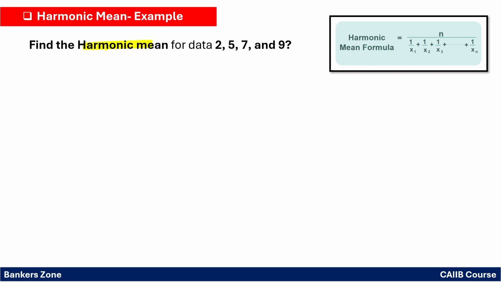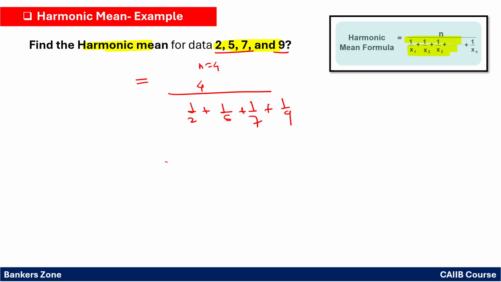Find the harmonic mean of 2, 5, 7 and 9, right? So we have the formula. Simply put the value. First, what do you have to calculate? How many numbers are there? 1, 2, 3, 4. 4 numbers are there. So n will be 4. So simply it will be 4 upon 1 upon 2 plus 1 upon 5 plus 1 upon 7 plus 1 upon 9. Simply solve using a simple calculator. You can easily solve, right? So simply find this first, then add all and divide 4 by it, and you will get the answer, right?